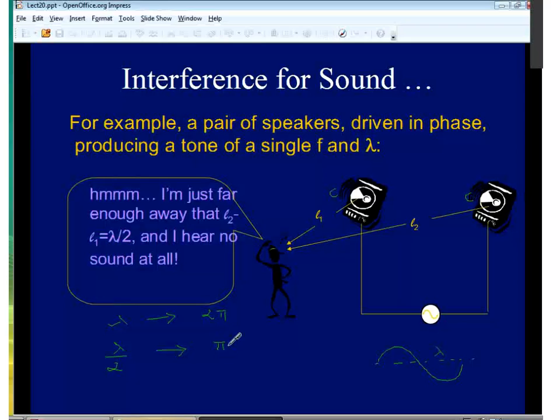So when the path difference is lambda by 2, it is anti case, extreme opposition case. So if they have got same volumes, identical volumes, then nothing would be heard here. But if they have different volumes, then yes, cancellation would not be 100%. Opposition would be 100%, but one is small, other is big, so cancellation won't be 100%.